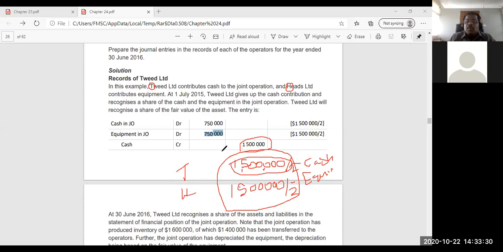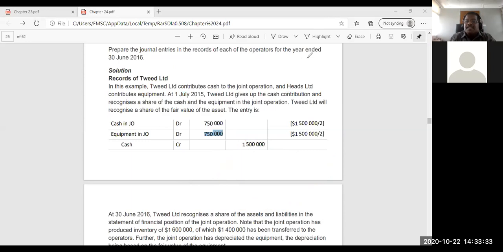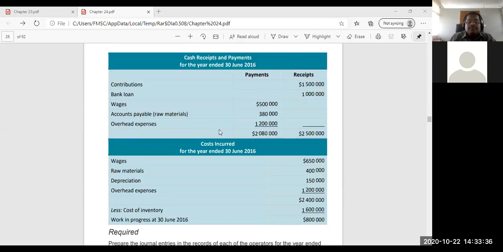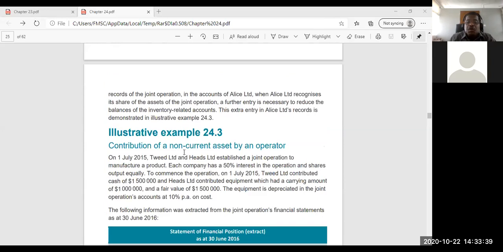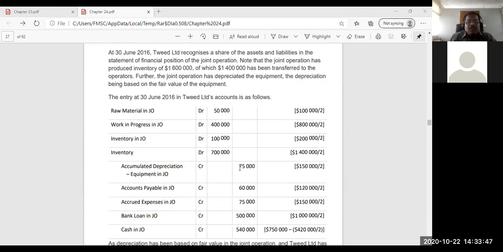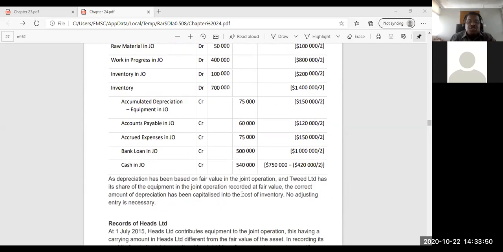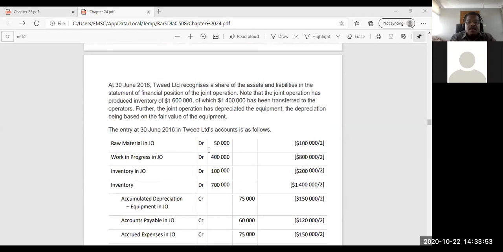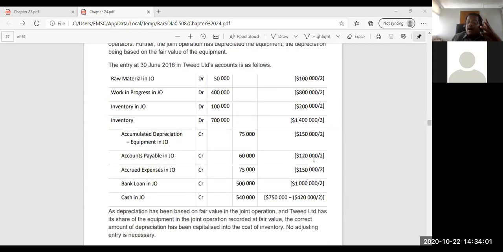Is it clear? That is the opening journal entry. So for this, the heading, you have to remember, is contribution of non-current assets by an operator. Okay. Then of course, based on your balance sheet, you prepare all the entries: debit all the asset accounts and credit all the liability accounts, but at half, 50%. But cash in joint operation would not be like that.